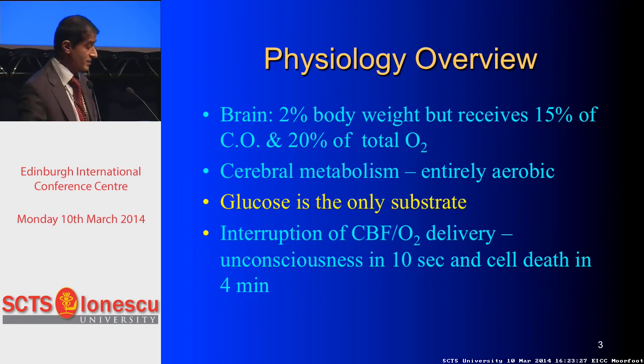Likewise, glucose is the only substrate brain can use, unlike the myocardium, for instance, which can use a whole host of substrates like lactate, even free fatty acids, ketones. As long as there's oxygen for the myocardium, it can burn anything, but the brain will only use glucose. And that, by definition, means that brain is extremely prone to ischemic injury. And here's the ultimate fact, that if the cerebral blood flow and oxygen supply is interrupted for even 10 seconds, it will result in unconsciousness and cell death within about 4 minutes. And that's at normothermia, of course.